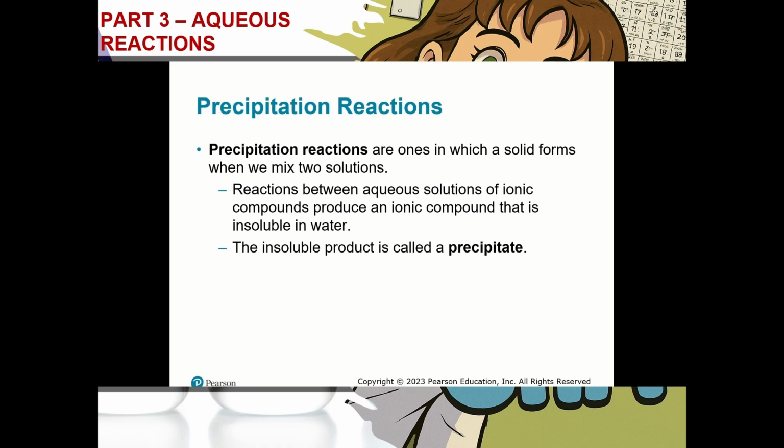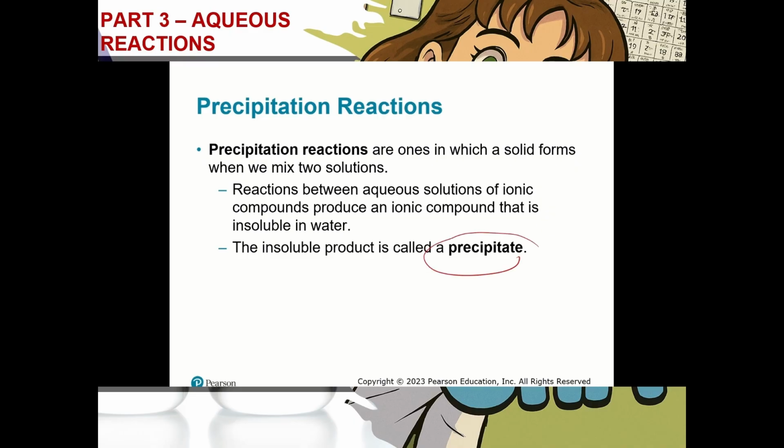So let's start with precipitation. Here is the first example that I gave you when I started talking in this chapter with the molecular kitchen. Remember that? This occurs when two aqueous solutions combine and form a solid. The solid is called a precipitate.